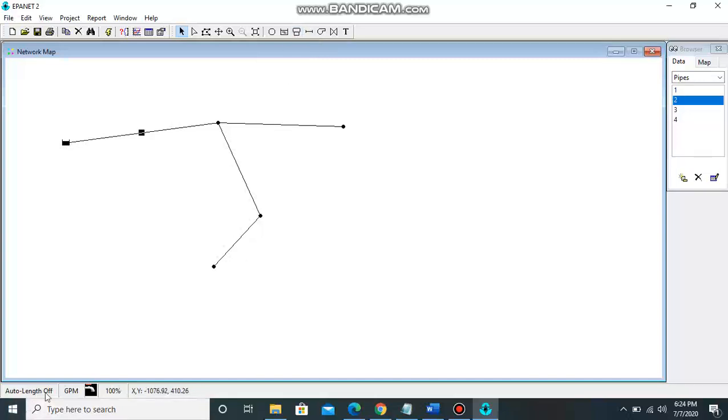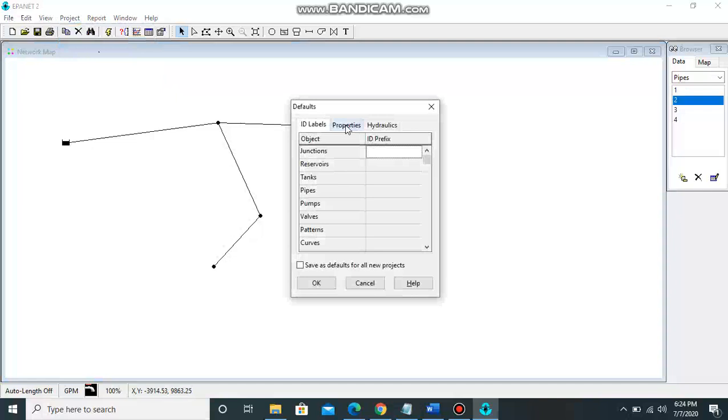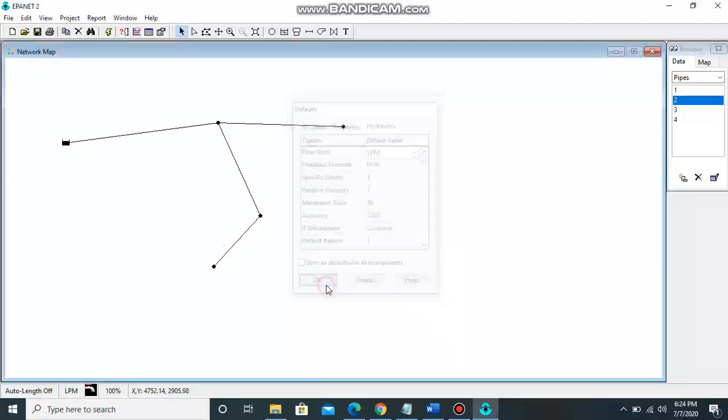By the way, you must change these units into SI units. So, click here, Project, then Defaults, then Hydraulics, then change it into liters per minute, then okay. So you have a change.